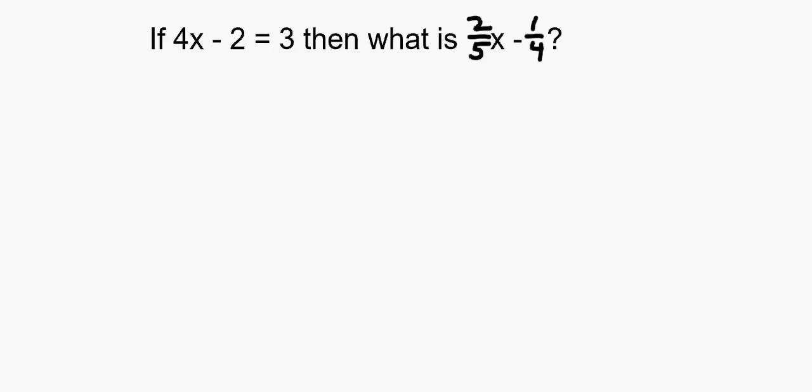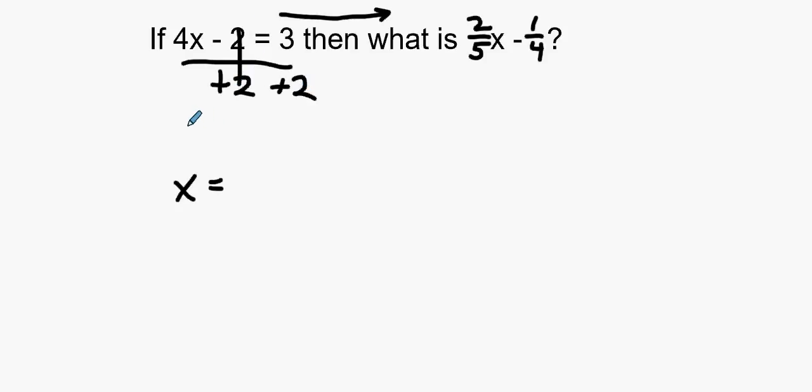If 4x minus 2 is 3, then what is 2/5 x minus 1/4? Nothing we can't handle. First, solve for x on the left, and then work your way to the right of the problem to solve this part. If 4x minus 2 equals 3, what's my first step in getting x by itself? Add 2 to both sides. Canceling this out, giving me 4x equals positive 5.